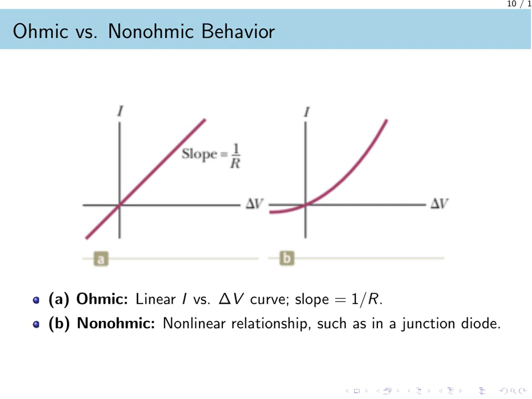Conversely, the graph on the right illustrates a non-ohmic material, such as a semiconductor junction diode. In this case, the relationship between current and potential difference is distinctly nonlinear, meaning the resistance changes depending on the applied voltage, violating Ohm's law.